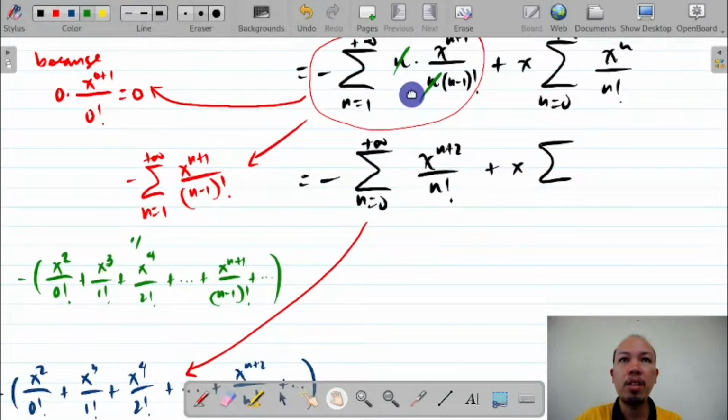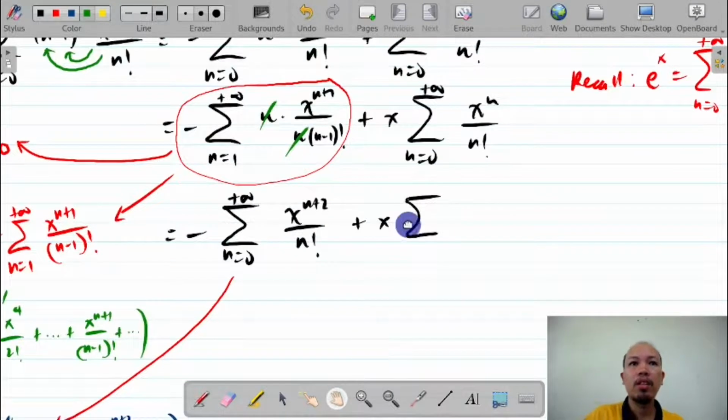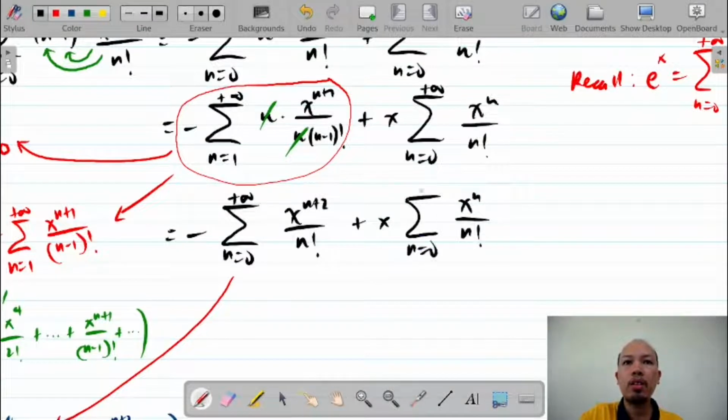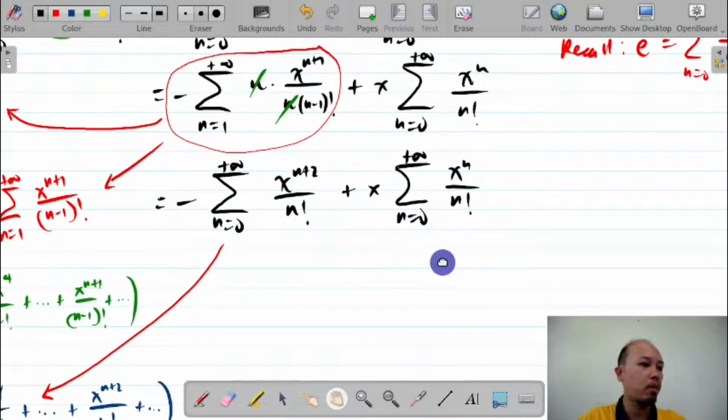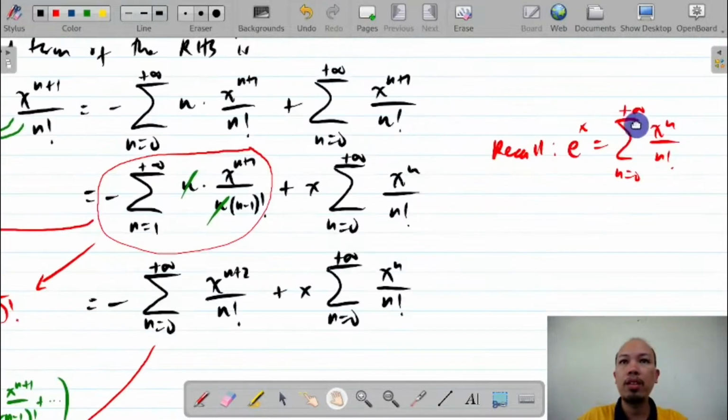The first term here can be written in this form, and just copy the second term. So this is x to the n over n factorial, n is equal to 0 to positive infinity. Okay, the very purpose why we write it in this form is that we will use this idea here.